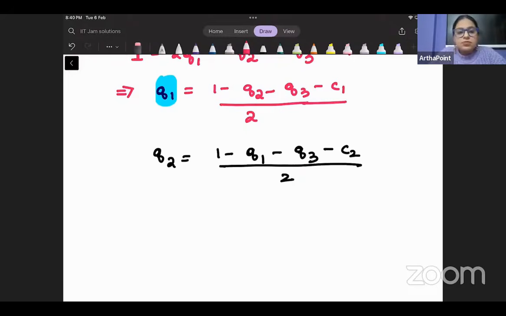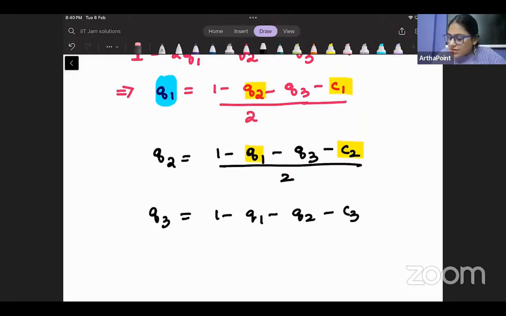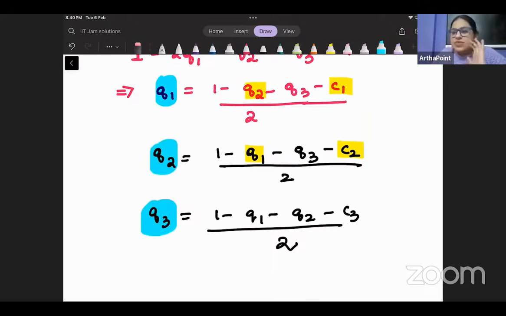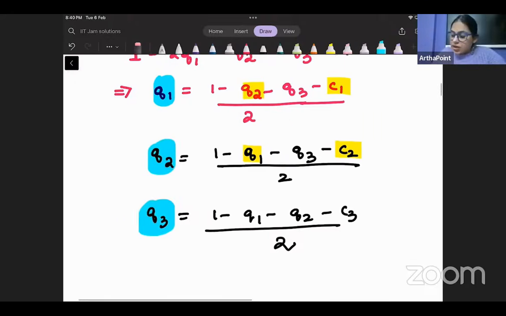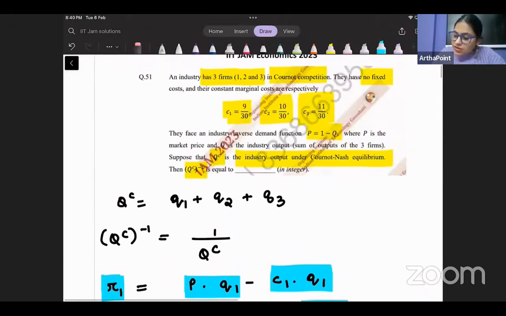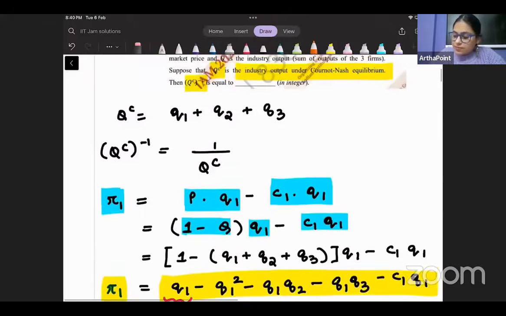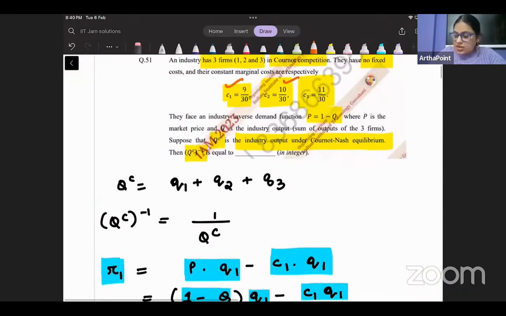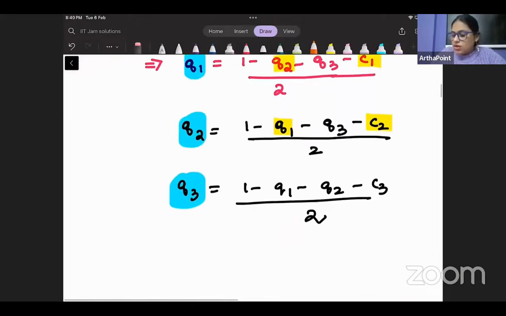Look at the pattern. When I am finding Q2, write Q2 in place of Q1 and C2 in place of C1. When I am finding Q3, it will be 1 minus Q1 minus Q2 minus C3 by 2. On this basis, I am able to find Q1, Q2 and Q3. All three reaction functions have come. Now beta, just think about it. I am given that C1 is 9 by 30, C2 is 10 by 30, C3 is 11 by 30. Okay, let's put the values.